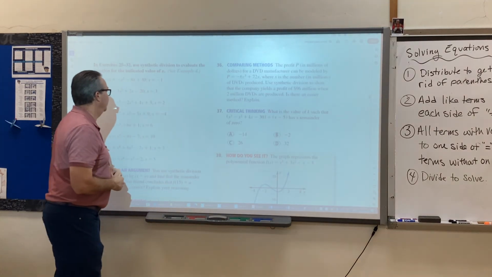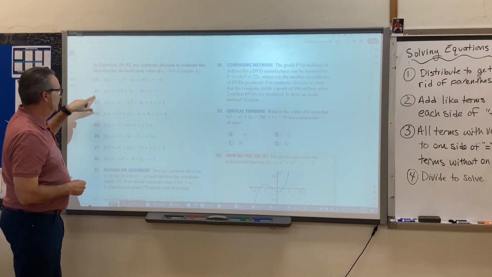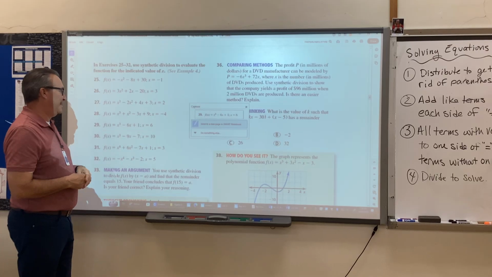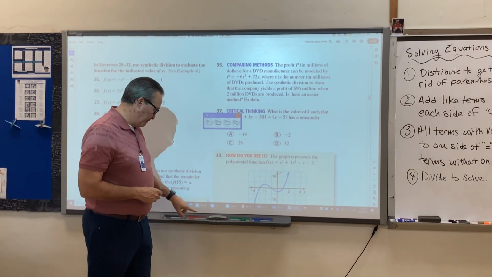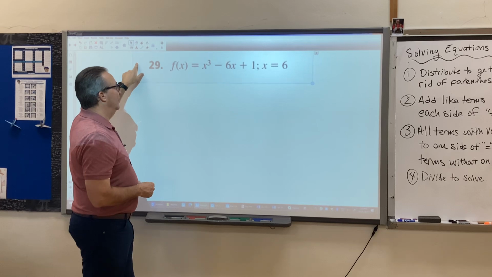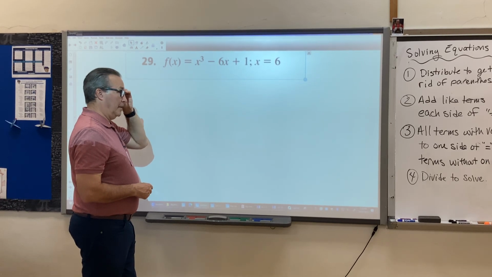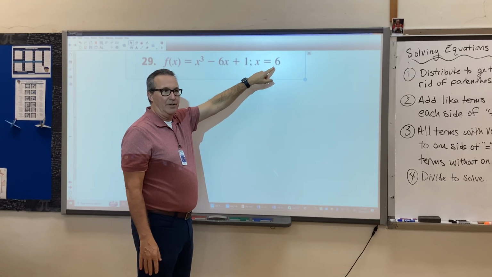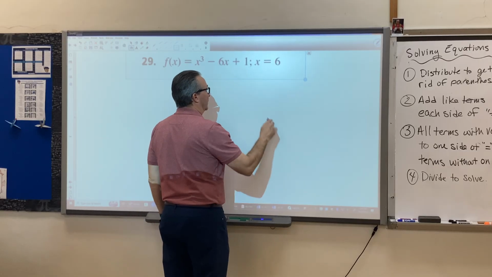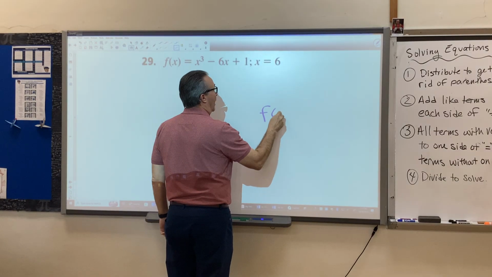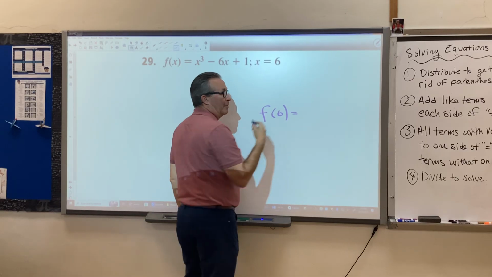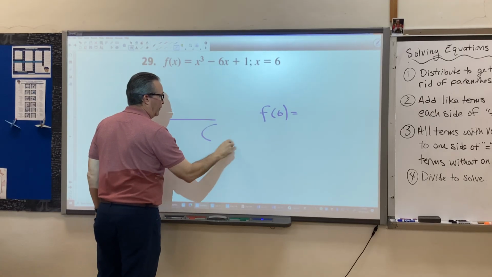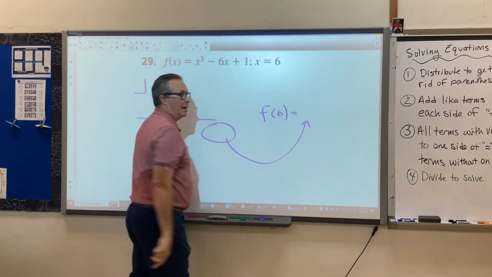Use synthetic division. They give you a number. I'm looking for one they skip. Yeah, this one. 6, it could be a pain. Okay? So this says evaluate the function at the given value of x using synthetic division, right? So our answer, we're looking for f of 6, is whatever number is the answer. So we're going to use synthetic division. And whatever we get for the remainder, that's the number that goes there.